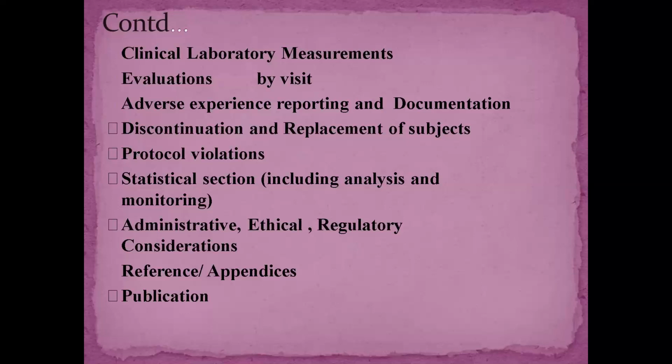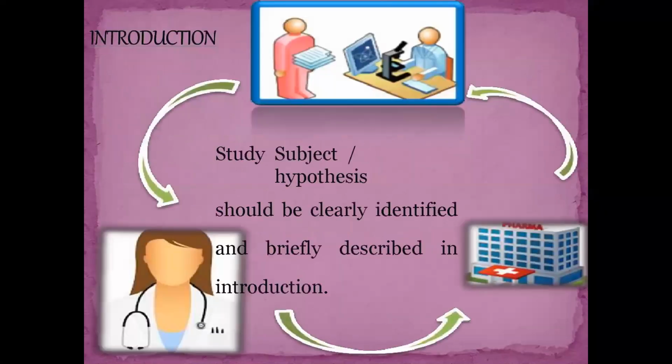And also a statistical section like analysis and monitoring, and also administrative, ethical and regulatory considerations. References and appendices should always be there. The publication part should also be there: how you are going to publish this article, in which planned journal, and what the different timelines are for publishing during the study. All of this information should be there in the protocol. In your protocol all these components may not be required, but a few of them will definitely be there. But mainly I find that when a pharmaceutical company is doing a very systematic clinical trial, all these components will certainly be part of the protocol.